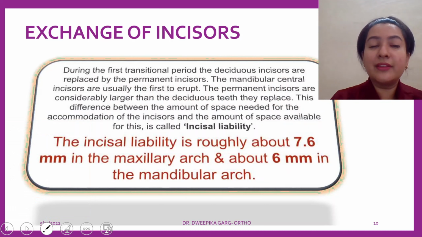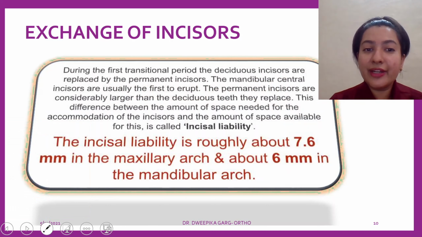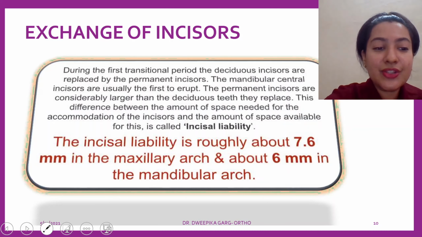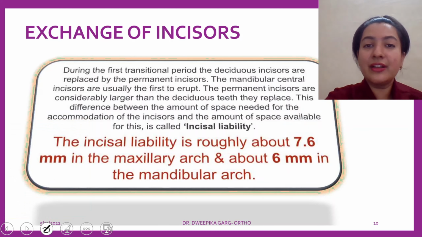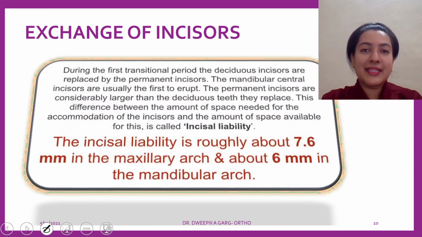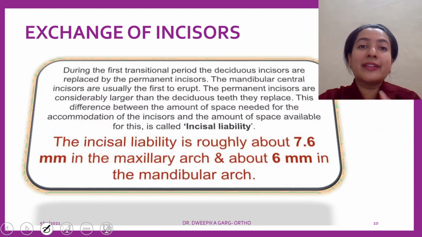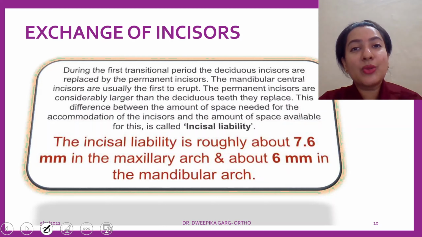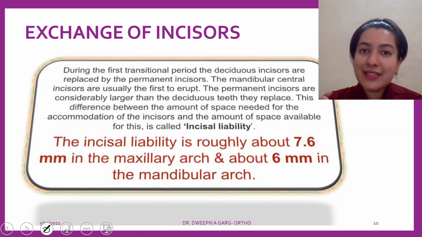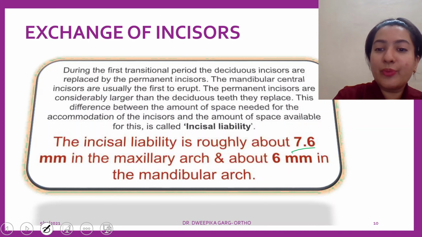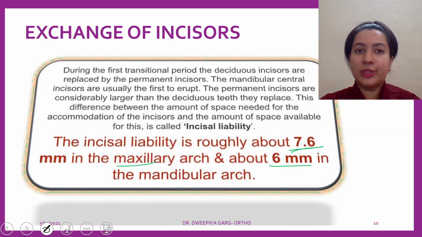This difference between the amount of space which is needed for accommodating the incisors and the amount of space which is available is known as incisor liability. So what is incisor liability? The mesiodistal width of deciduous incisor is less and mesiodistal width of permanent is more. So the space difference which is there is your incisor liability, and it is 7.6 millimeters in maxilla and 6 millimeters in your mandibular arch.